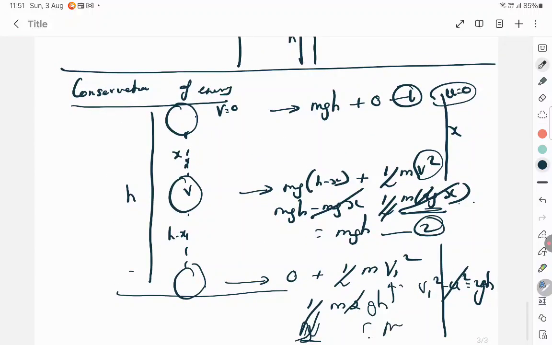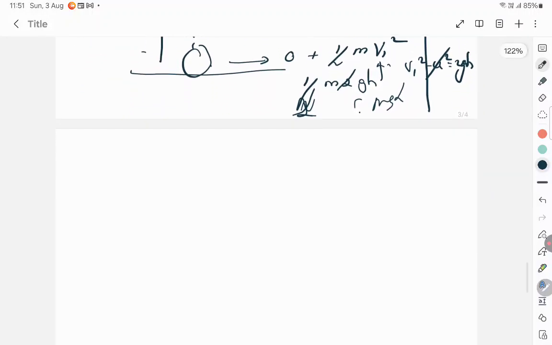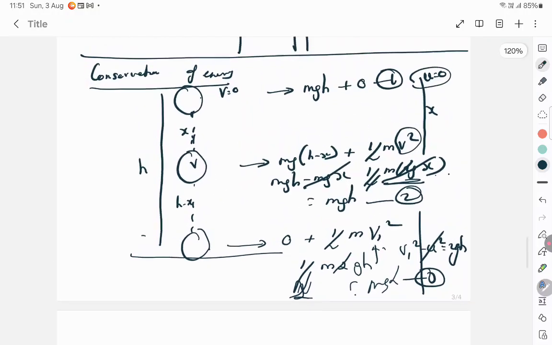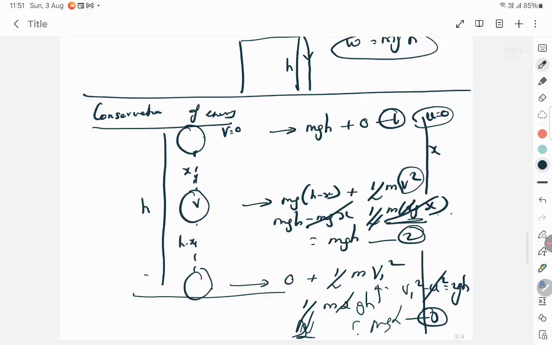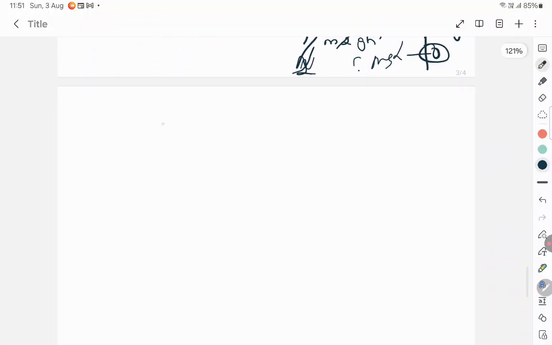2 and 2 get cancelled. You'll still get mgh. So then equation 3 is also mgh. So whenever you add kinetic energy plus potential energy, energy is always conserved. So that's this derivation, and this graph is very important.